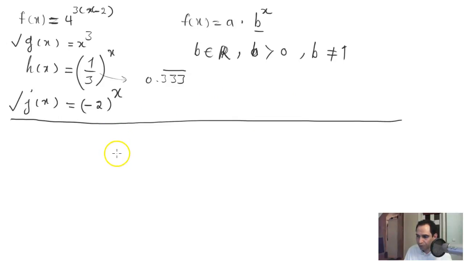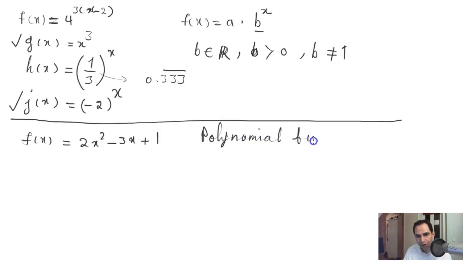And there is one more example here, try number 1 on page 466, that says which of the following equations represent exponential functions. You have f of x is equal to 2x squared minus 3x plus 1, which is a polynomial function of degree 2. This is not an exponential function.